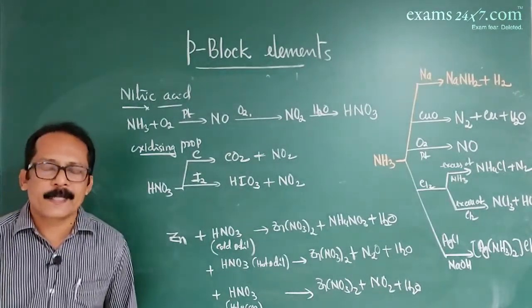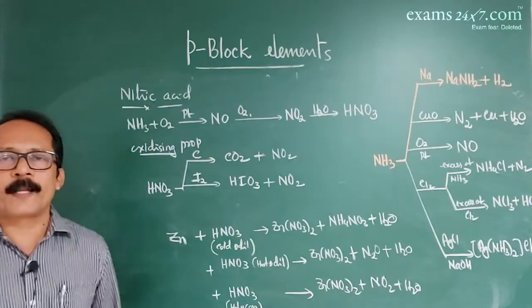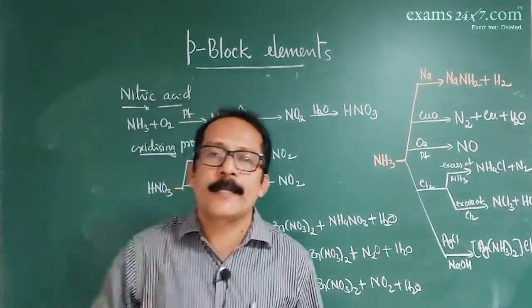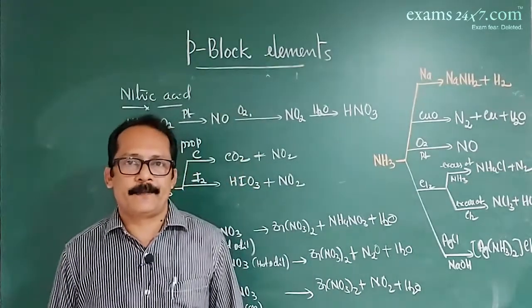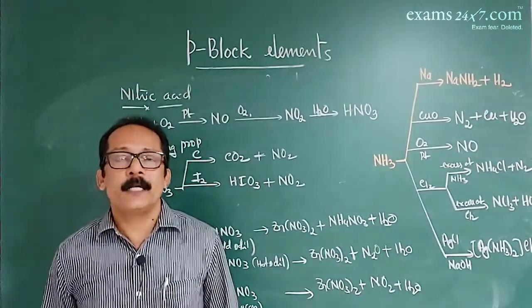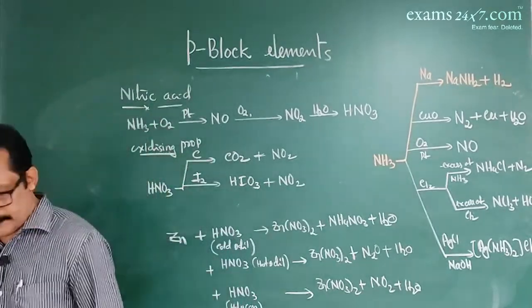Similarly, nitric acid reacts with less electropositive metals like copper. Copper on treating with nitric acid gives a bluish green solution of cupric nitrate, liberating reddish brown fumes of nitrogen dioxide.